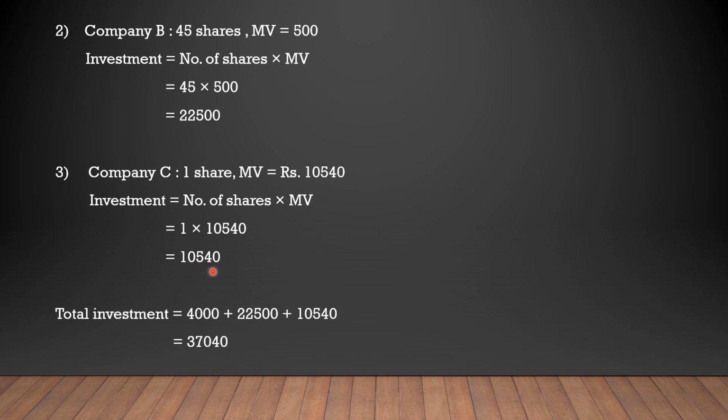So in company A, he invests rupees 4,000. In company B, he invests 22,500 and in company C, he invests 10,540. So total investment is equal to 4,000 plus 22,500 plus 10,540, which is equal to 37,040. Total investment is rupees 37,040.